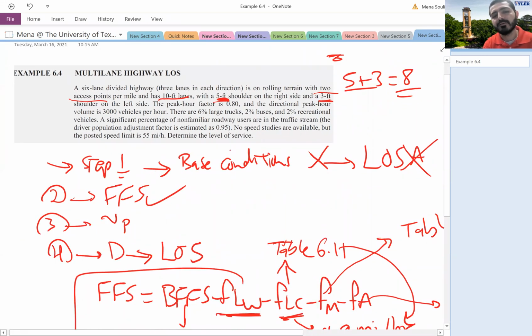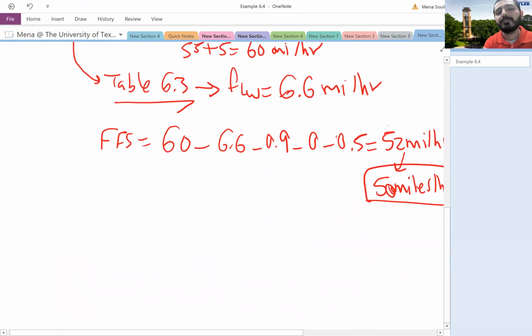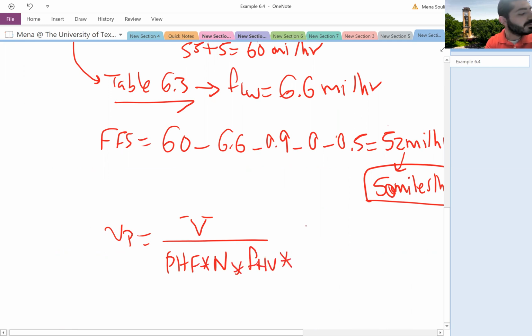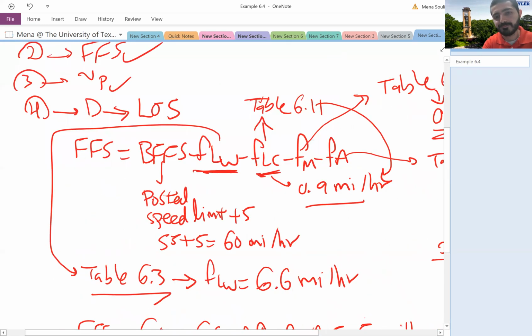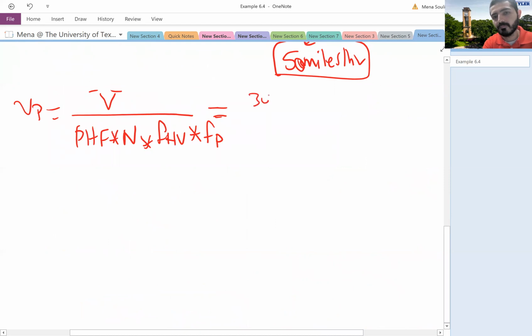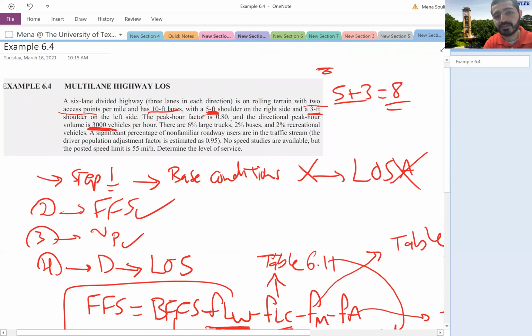So that's the second step. We got the free flow speed. Now we need to get the VP. The VP is equal to capital V over the peak hour factor times N, number of lanes per direction, times FHV, the heavy vehicle adjustment factor, times FP, the population factor. Some of those are straightforward, and only one in this case we need to calculate. The capital V, this is the total volume, which is 3,000 vehicles per hour. That is 3,000 over PHF.